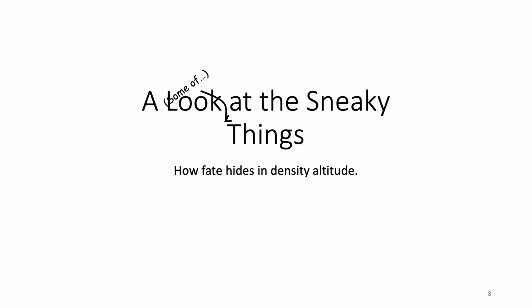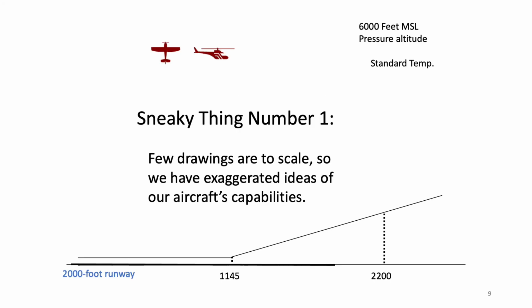So now we're going to talk about some of the sneaky things. There are a lot of these, and so it would have stretched out into a long video. We're just going to cover the first one in this video, and then you're going to have to look at the other videos to look at the rest. In each of these sneaky things, I have coded them with these little icons to indicate whether they affect airplane or helicopter or both. And this first one affects both.